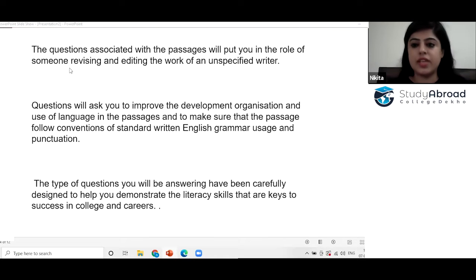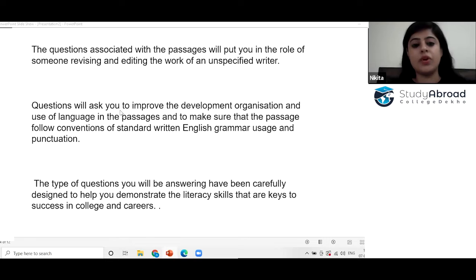The questions associated with the passages will put you in the role of someone revising and editing the work of an unspecified writer. What does this mean? That means the passages in front of you and the questions you will be asked will be on the basis of revising and editing work by the author that has already been done.